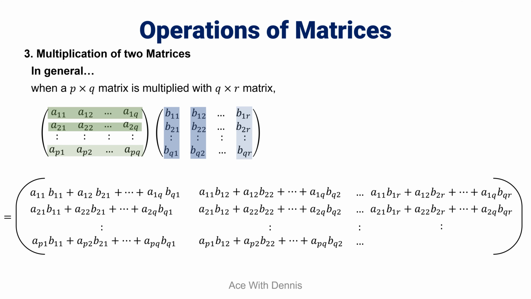And again continue the process until we go to the last column. We have AP1 B1R plus AP2 B2R plus all the way to the last term, APQ BQR. So from here, the result will be a P times R matrix.